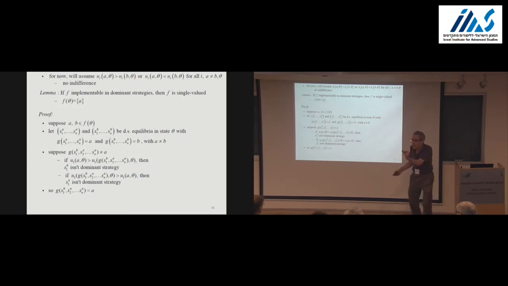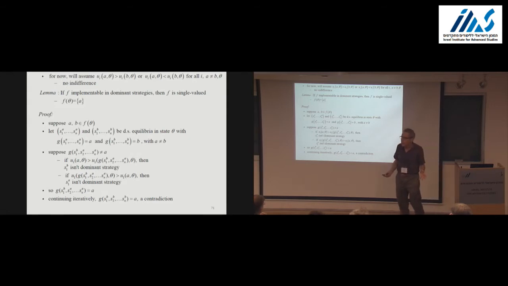But now let's change the other players' strategies from S_iA to S_iB one at a time, in iterated fashion. Each time we make that change, we have to get A. Otherwise, we run into this kind of contradiction. And ultimately, we conclude that g of S1B up to SNB must be A. But that contradicts the assumption that we started with. And so that means that there's always a unique equilibrium outcome in any state.